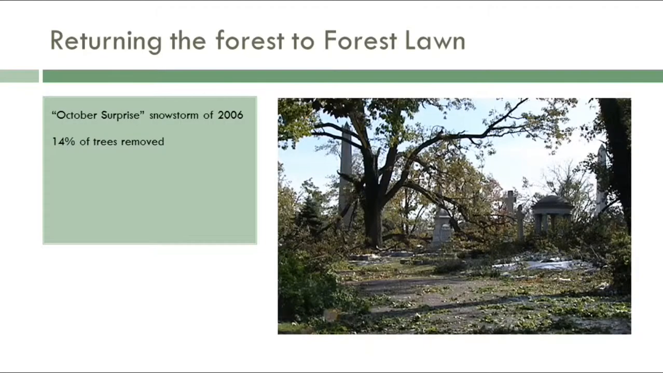So tree renewal. What is tree renewal? How did we get here? Well, the theme, returning the forest to Forest Lawn, means we lost the forest, or it changed, or something happened. And the big thing that happened is in October 2006, there was a surprise snowstorm that dropped 24 inches of heavy wet snow over the course of 12 hours when all the trees still had their leaves. And Forest Lawn lost almost 700 individual trees in that one event.